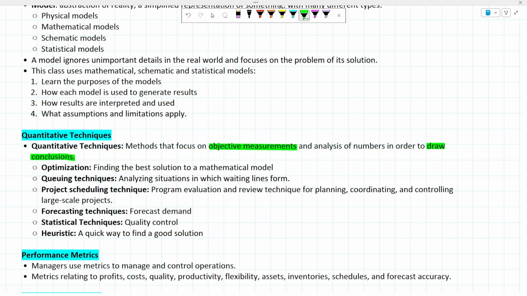Queuing techniques analyze situations in which waiting lines form, so we can find the best way to set waiting time so the customer doesn't wait too long. Project scheduling technique, the program evaluation and review technique, is for planning, coordinating, and controlling large-scale products or projects. Forecasting techniques forecast demand, which we're going to talk about in a later chapter. Statistical techniques, quality control. Heuristic is a quick way to find a good solution.